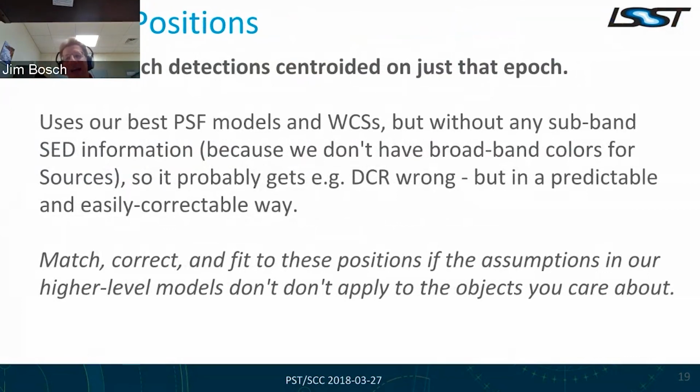But because we don't have the broadband colors for the sources, we don't have any subband SED estimates, so we're probably going to get DCR and the other chromatic parts wrong in a predictable and somewhat easily correctable way. As I said, you might still have to do some image processing, or you'll have to have a first order approximation for what DCR does to the position of an object, which in the case of DCR should be quite accurate actually. So if you don't like the assumptions we've made in the models I'll talk about in the next few slides, you can go back to these source positions, match them, correct the positions based on what you think we did wrong with the PSF and the SEDs, and fit some motion model to these positions if you don't like our assumptions.